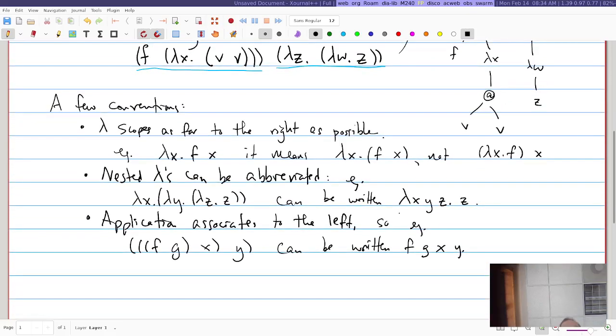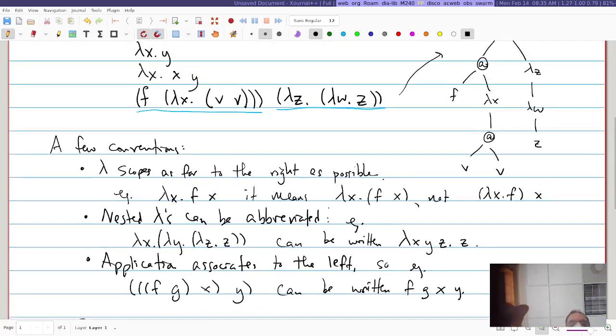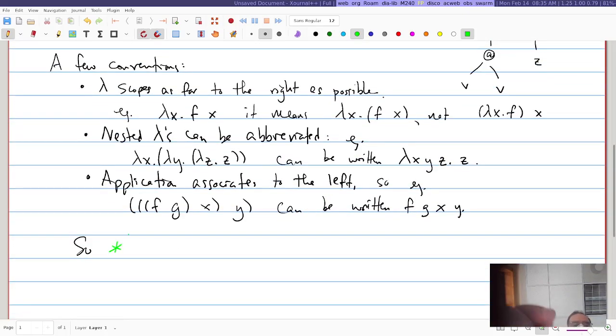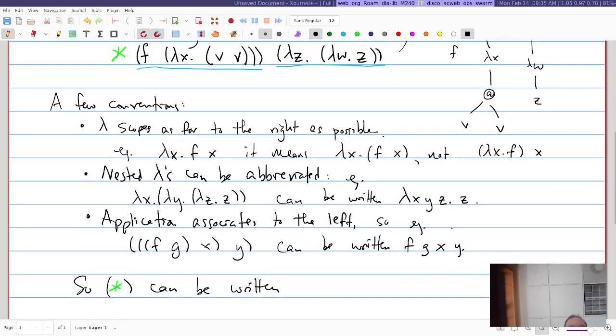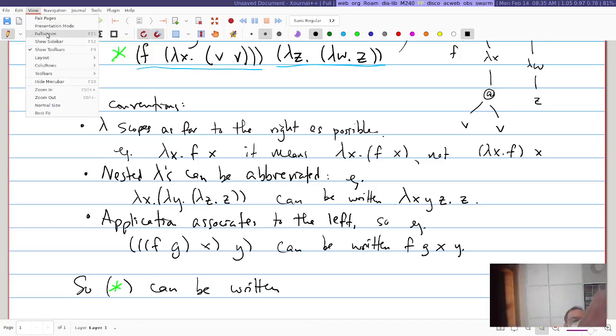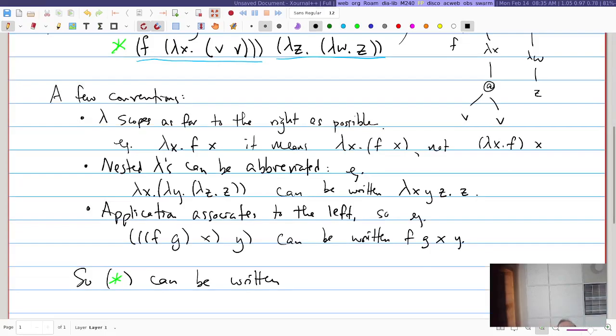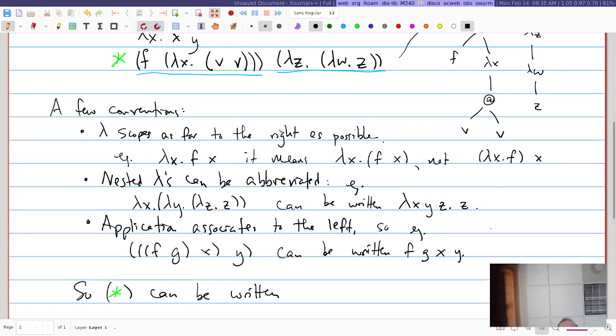Okay, so I'll say the Greek starter star can be written. See, can I get that on the screen at the same time? Maybe full screen or something. That was underwhelming. How does full screen not mean hide the toolbar? But okay, I can see it.